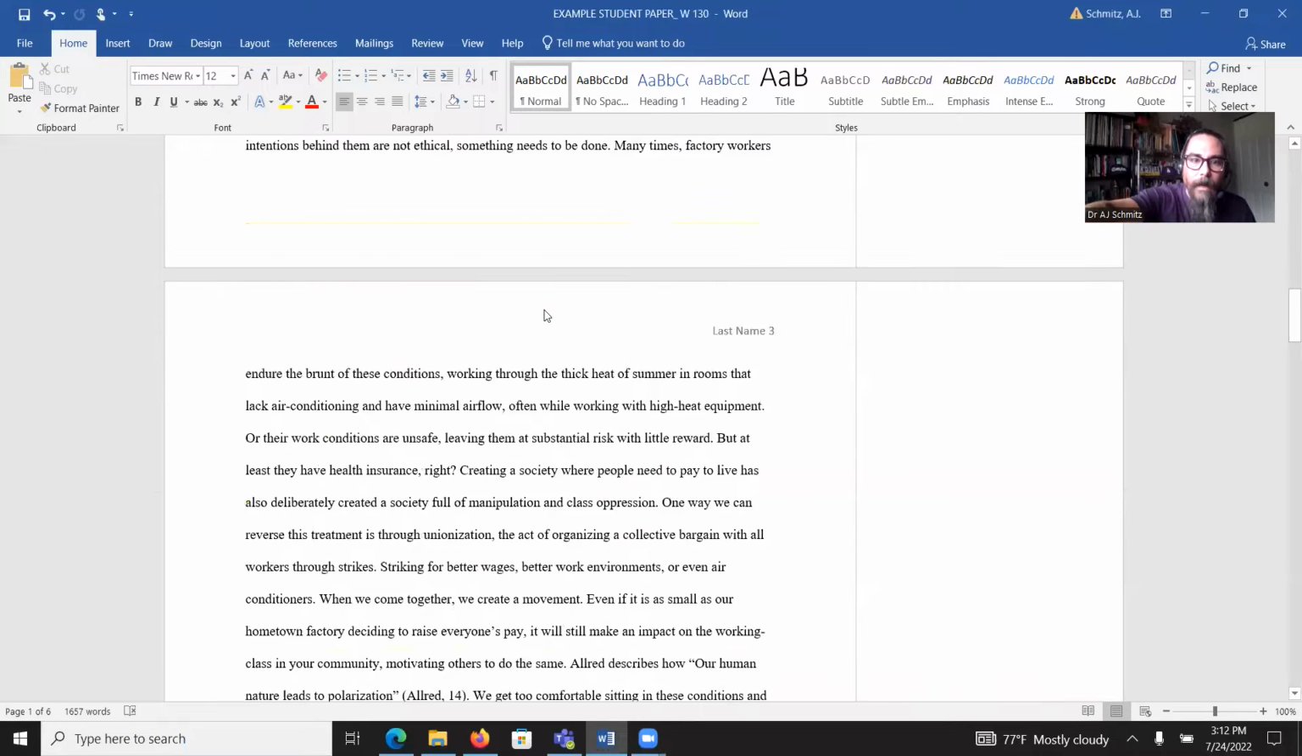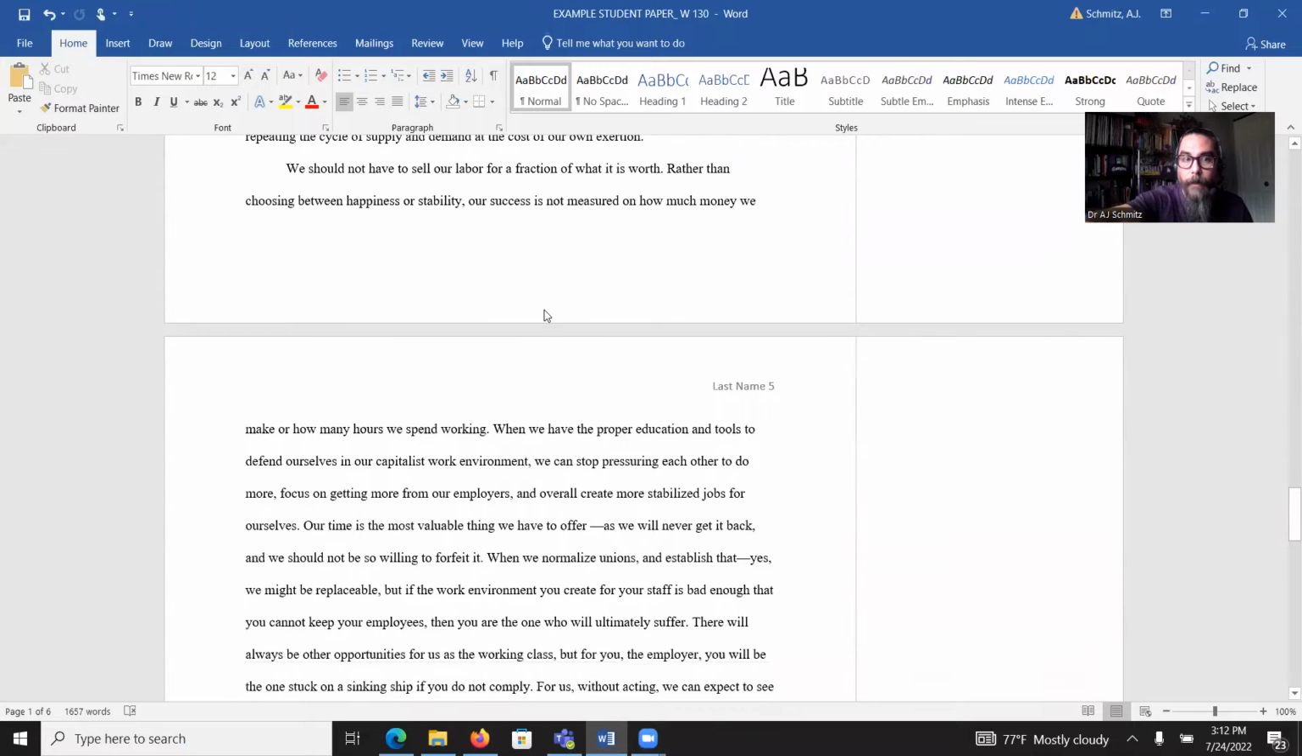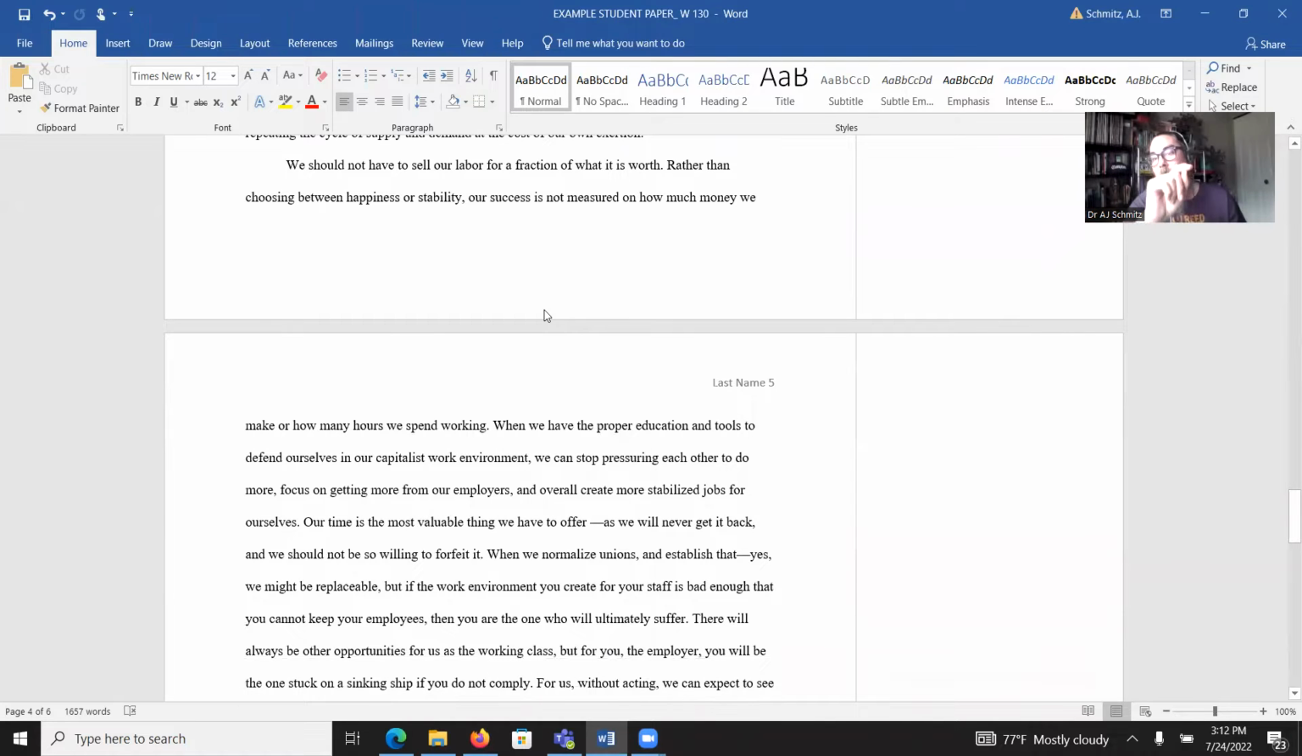This is the beginning, and I'm going to go all the way down in the example paper. I'm going to show you what this conclusion looks like. I'm not going to read the whole thing. You have the opportunity to do that, but I'm going to go through some of it. We should not have to sell our labor for a fraction of what it's worth. We kind of talked about that already, so this cook has already given us a great meal. Cool. We should not have to sell our labor for a fraction of what it's worth. That's this most, it's like, delicious. You remember? Delicious. Everything beyond it is looking forward.